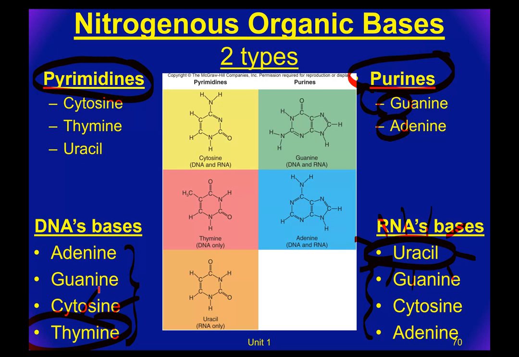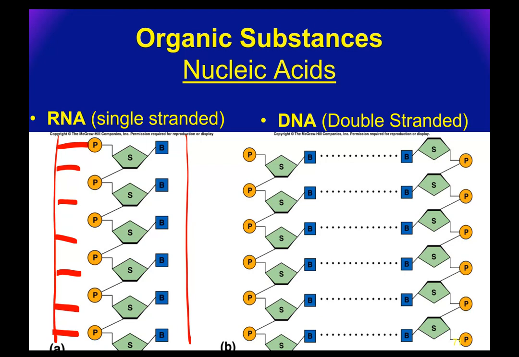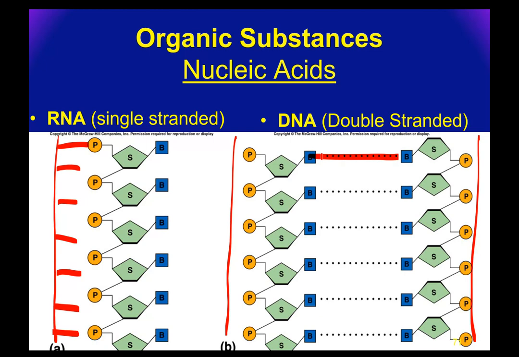This one is unique. You don't find it in the other one. Yeah. RNA is single-stranded, half a ladder. You've got the side of the ladder and you've got half of the rungs here. Okay? DNA is double-stranded. Here's one half of the ladder, here's the other half of the ladder, here are the rungs attaching to each other.